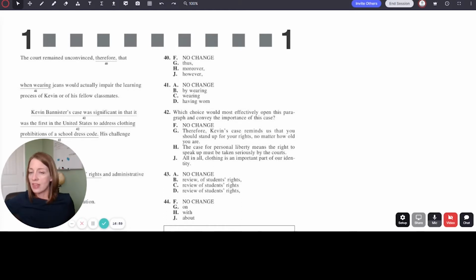So if it's "therefore," then you would have been looking at, so you're trying to think through what kind of transition is here. Okay. The court remained convinced. Therefore, let's just try it. Therefore, that when wearing jeans would actually impair the learning process of Kevin or his fellow classmates. Okay.